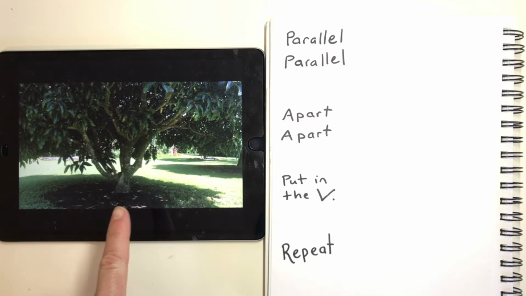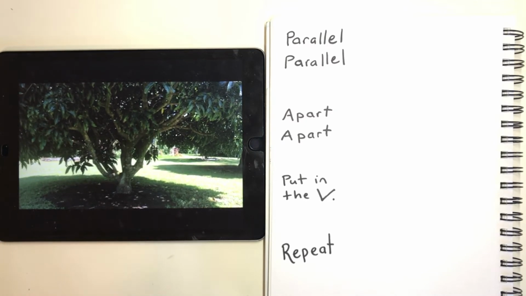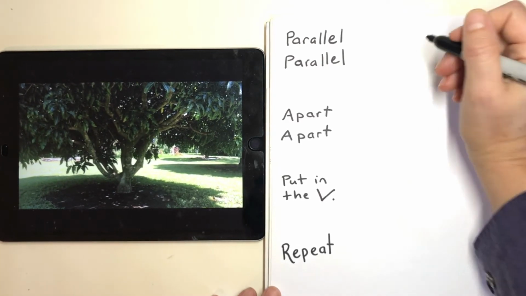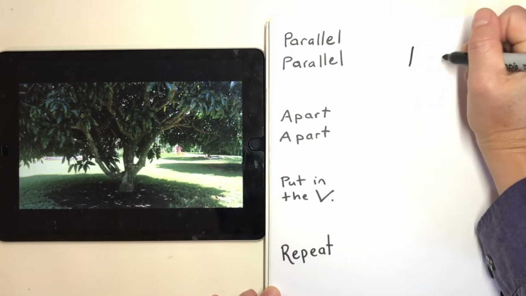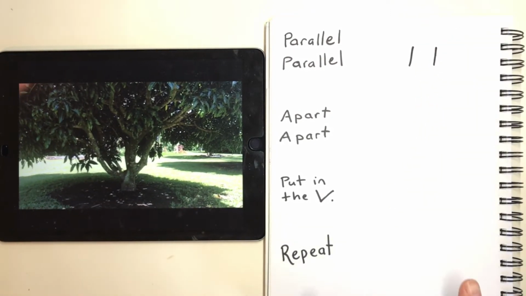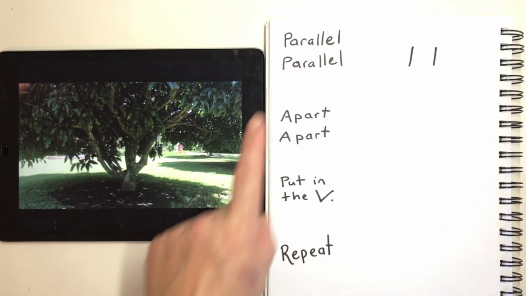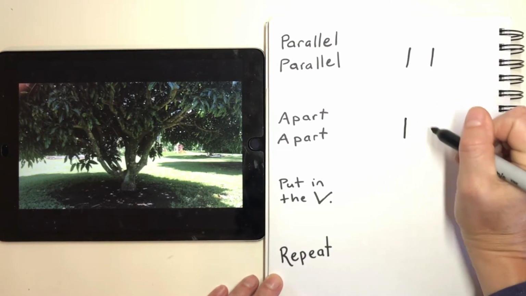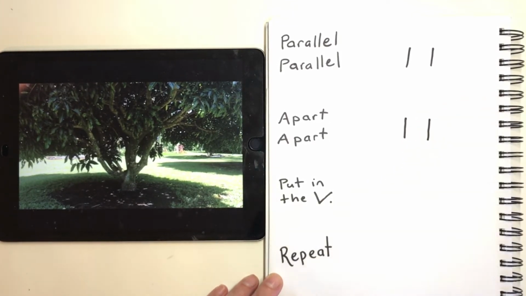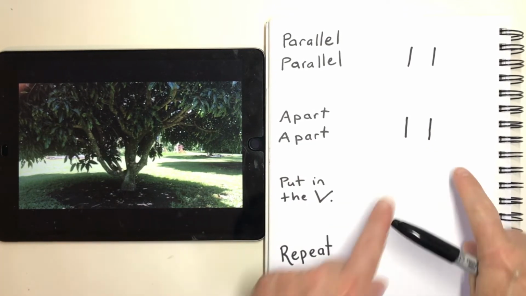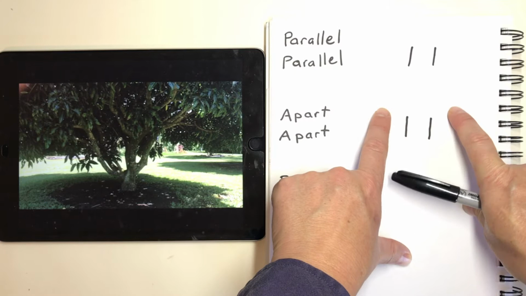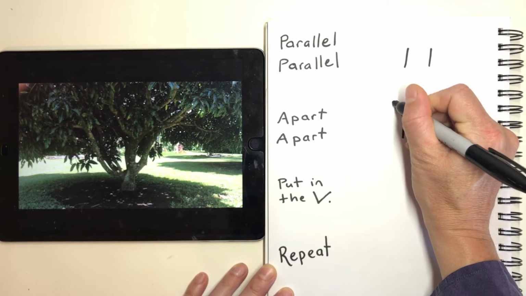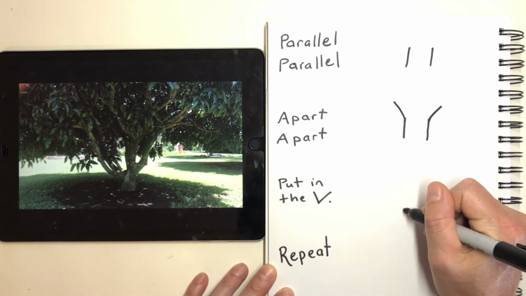This is a tree out in my yard, and even this one, I can show you how it works. It follows a pattern that starts with two parallel lines. Parallel is when two lines are going in the same direction. We've got parallel, parallel. After they're going the same direction, this trunk starts to come apart. So those two lines start to go away from each other. Parallel, parallel, apart, apart.